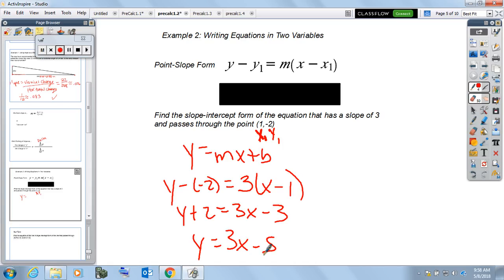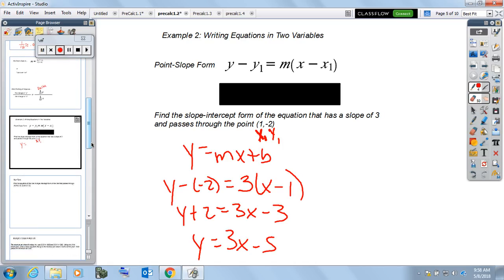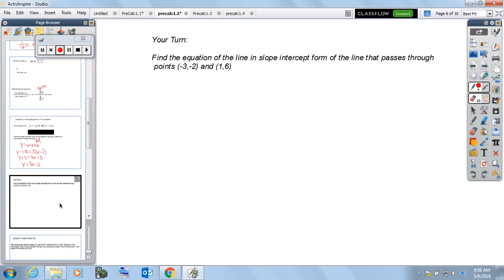So again, hopefully that is more of a refresher than anything else. So what I would like you guys to do me a favor is try this one here on your own. Find the equation of the line in slope intercept form of the line that passes through the following points. Give it a shot, and we're on to the next one.